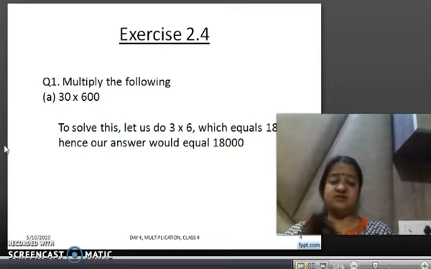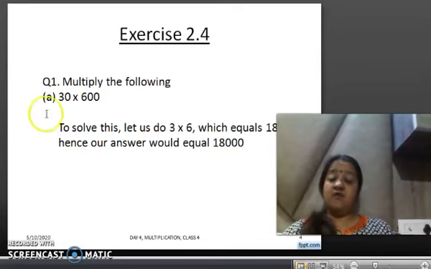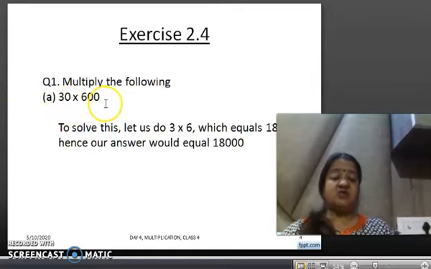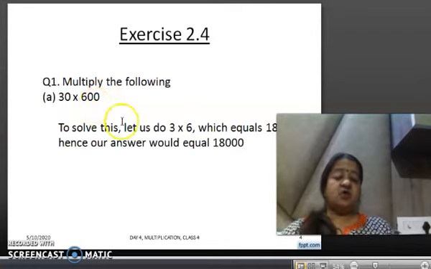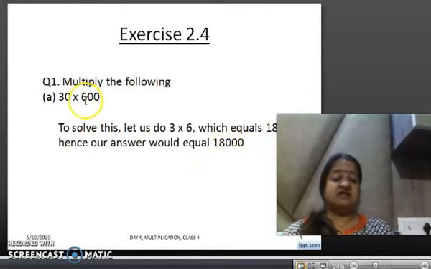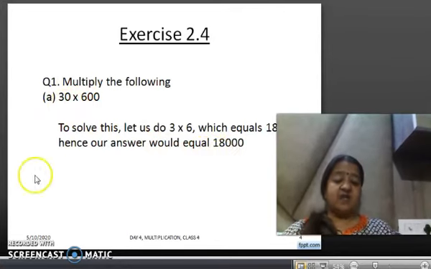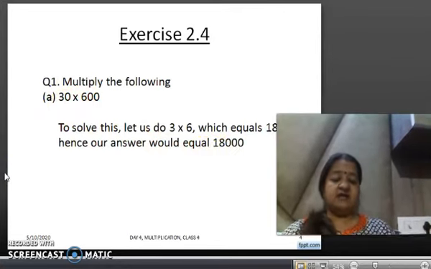Now to solve this question, first we'll identify how many total zeros are there in the multiplier and the multiplicand both. Here we have 3 zeros, 1 in the multiplier and 2 in the multiplicand, right? So our answer will have 3 zeros, 1, 2, 3. What remains? 6 and 3. So 6 3s is 18. So when we write, the answer will be 18,000.